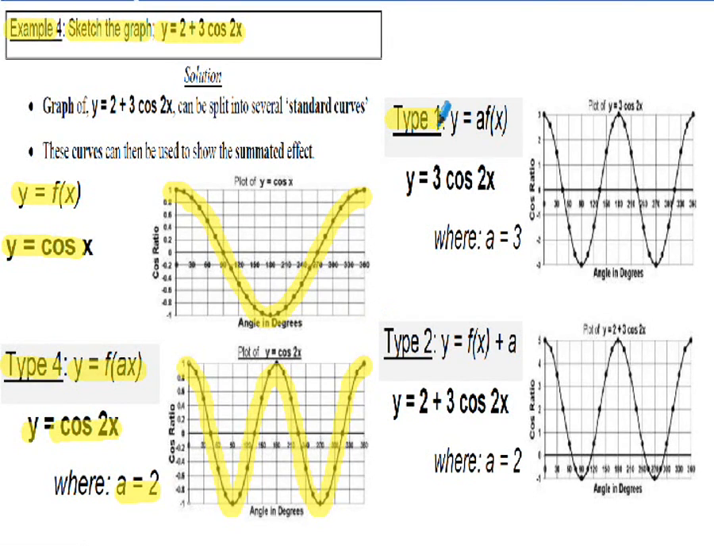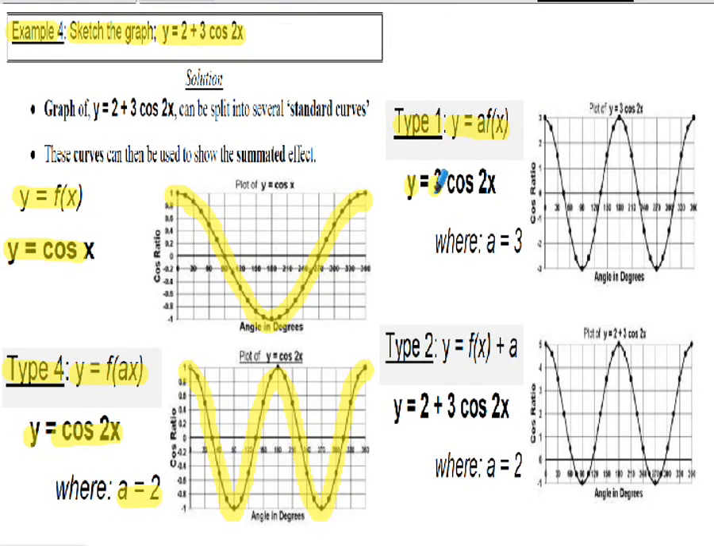Type 1 transformation, y is equal to a multiplied by the function of x. So now that's y is equal to 3 multiplied by the cos of 2x, where a is equal to 3. That has the effect of expanding the equation in the y direction, so the amplitude has now been factored by 3. So now we go up to 3 and down to minus 3. And that's our waveform there with the type 1 transformation.